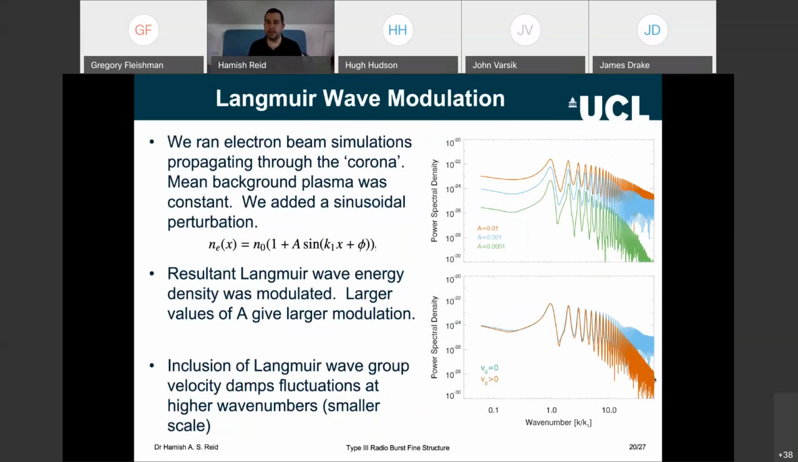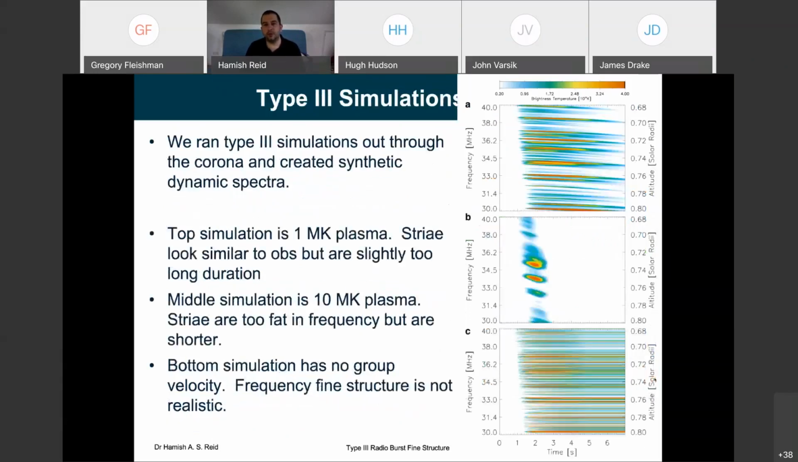So the idea of these toy simulations is to really highlight that the Langmuir waves are being modulated by the density turbulence, and that their properties depend upon the properties of the density turbulence. So we now move to type 3 simulations with a much more realistic background density turbulence. Again, this is electron beams being injected into the solar corona and allowed to propagate out, becoming unstable to the Langmuir waves.